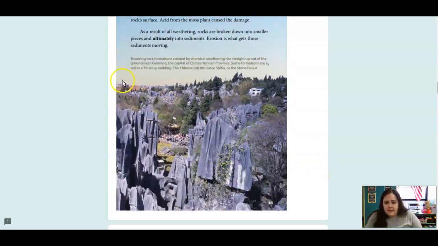So this is a towering rock formation that's created by chemical weathering. And this is in China. It says some formations are tall as a 10-story building, and this is called the Shilin or the stone forest. So these different shapes were made by chemical weathering. So acid rain or chemicals from plants cause the rocks to change.